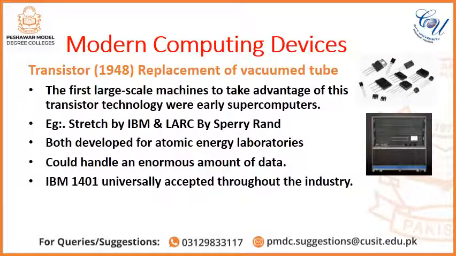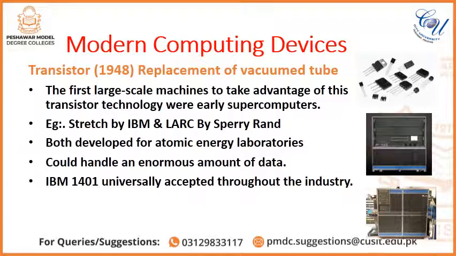One of the examples is also the IBM 1401, universally accepted throughout the industry. The IBM 1401 is a variable word-length decimal computer that was announced by IBM in October 1959. It is considered to be the Model T of the computer industry because it was mass-produced, and because of its sales volume.